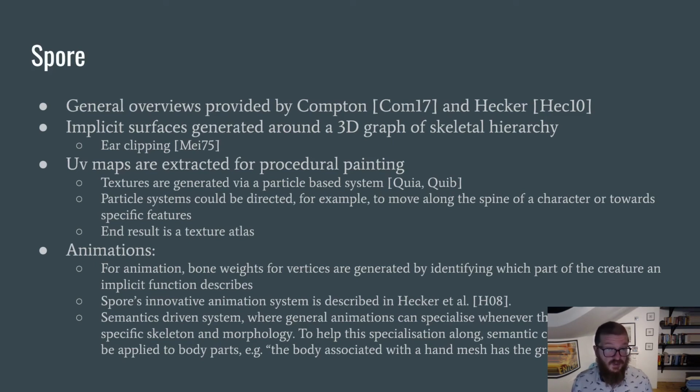Hecker reports about his contribution to Spore, where he describes this pipeline in more detail. Since players can attach and detach body parts in the editor, a robust model that could change the creature morphology dynamically was needed. Hecker used implicit surfaces for modeling the body parts. At the time, the patent on the marching cubes algorithm was still valid, so Hecker chose to use an ear clipping algorithm for the dynamic triangulation of the implicit surfaces. The implicit function used for modeling the surfaces is a variation of the one given by Triquet et al. For animation, bone weights for vertices are generated by identifying which part of the creature an implicit function describes.